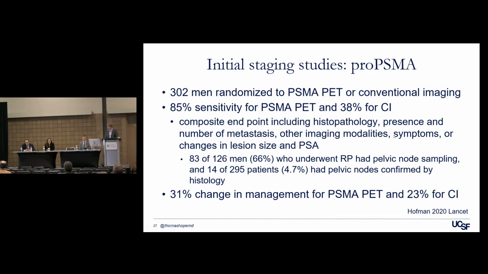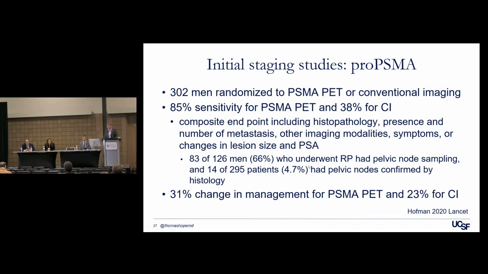But the weird thing about this study is they reported this 85% sensitivity for PSMA PET, which at first was a head scratcher because we were getting 40% with PSMA-11 and DCFPyL. And then when you look a lot more closely, you realize that only 4 to 5% of patients actually had pelvic nodes confirmed at histopathology.